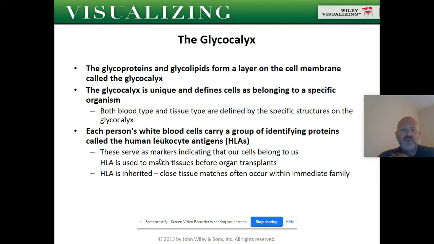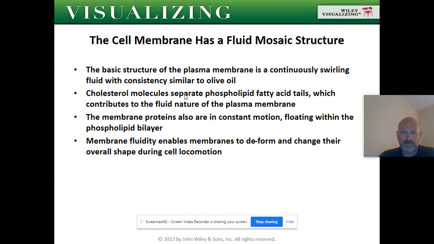Well, this is a good point too. When we're looking to match, let's say, for example, somebody needs a kidney. You don't just take any random kidney and put it into somebody. You try to find a kidney that matches its tissue type. Well, what were we looking at? We're looking at the cells of the kidney, specifically the glycoproteins and glycolipids that make up the glycocalyx, and we're trying to find as close a match as possible. All right.